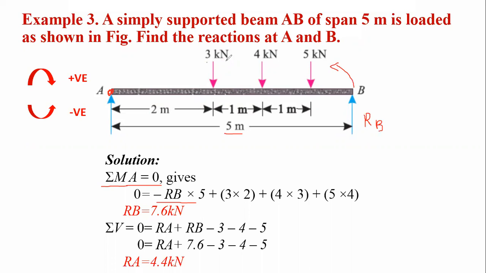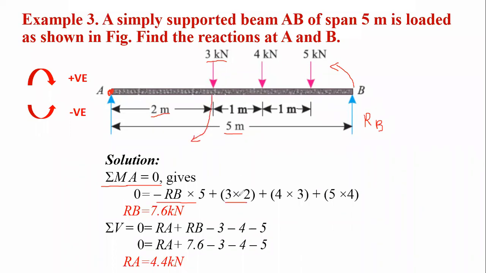Now this 3 kilonewton force: the perpendicular distance is 2 meter from support A. We have to measure the perpendicular distance from point A. That's why this is 3 into 2, and it is also making a clockwise moment about point A.